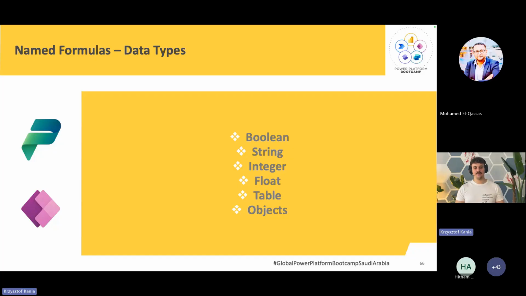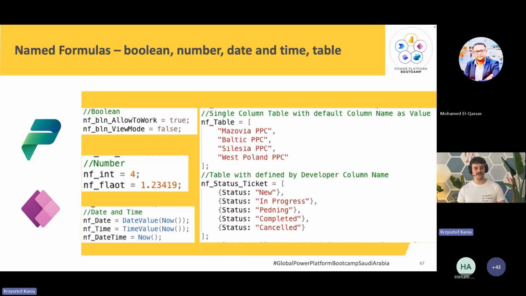Okay, now let's go to the data types. Actually, named formulas can work with all the data types. Booleans, strings, integers, tables, objects. So here I've got an example for you. I've got a few Boolean approaches, true, false. I've got a number, static number, float, right? Date time values, with some Power Fx working inside. We can create a regular table with a column called Value. We can provide a little bit more complex one with a column called Status, right? We can then use it in different places of the application.